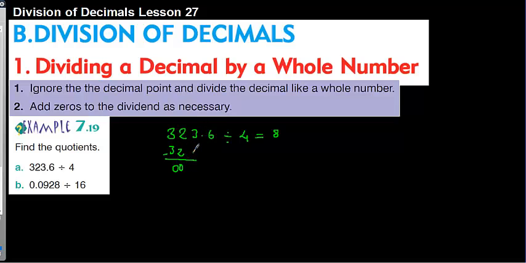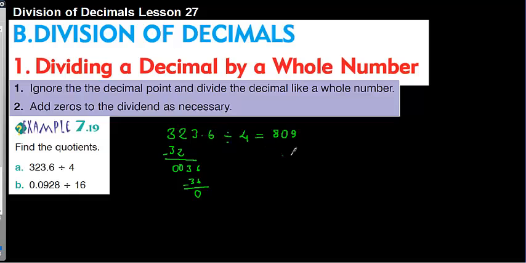Then this 3 comes down, but this 3 is not divisible by 4, so I need to get 6 also down. So when I get the second number down, I need to add 0 to this place. 36 divided by 4 is equal to 9. 9 times 4 is equal to 36. The remainder is going to be equal to 0.